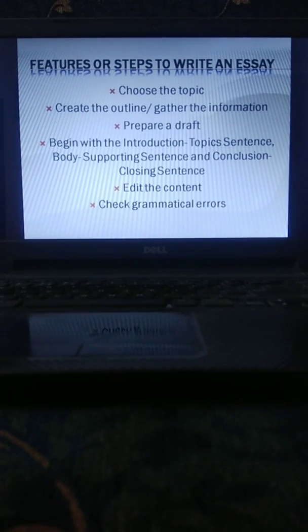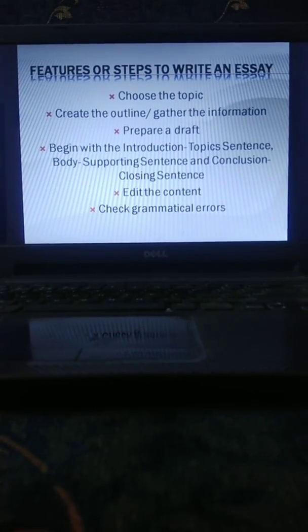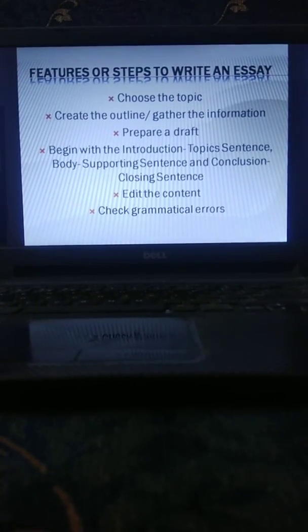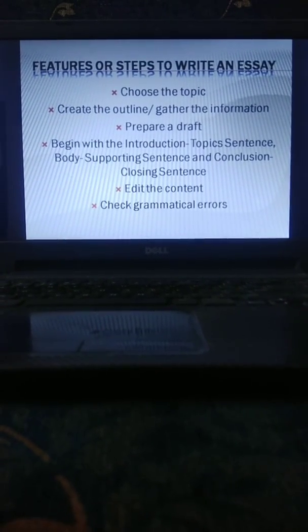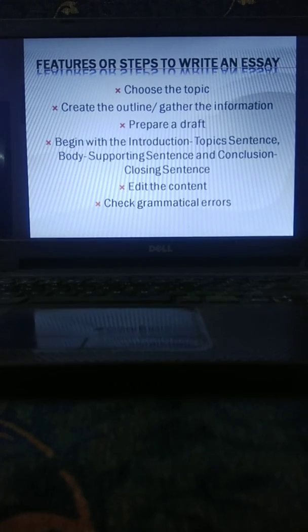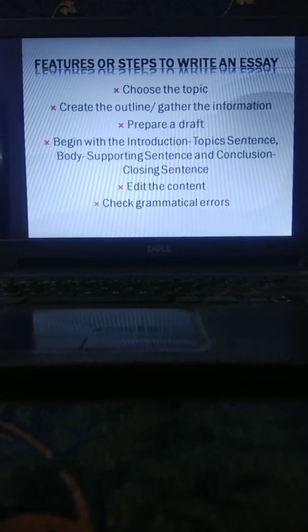Whenever you are trying to write an essay, you have to be very careful while writing. So we are supposed to ensure all of these points when writing an essay.